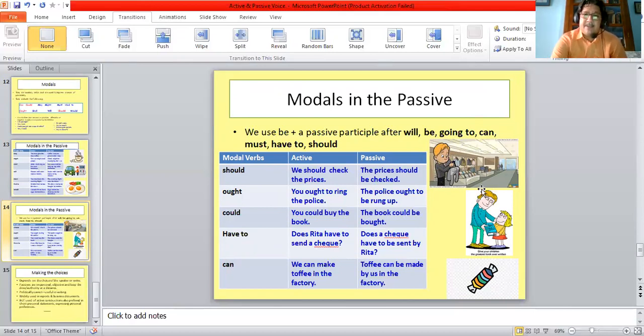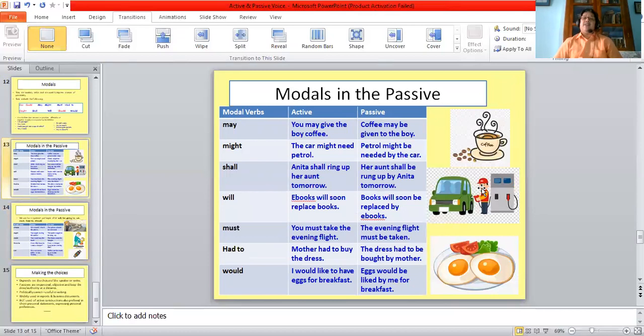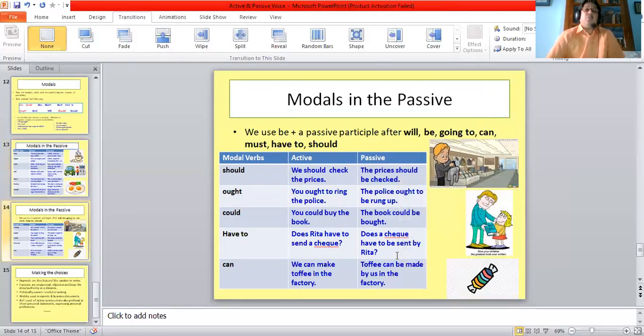Okay, so these are some uses of modals in the passive. So I've looked at the uses of modals like may, might, shall, will, must, and to, and would, and also should, ought, could, have to, and can.